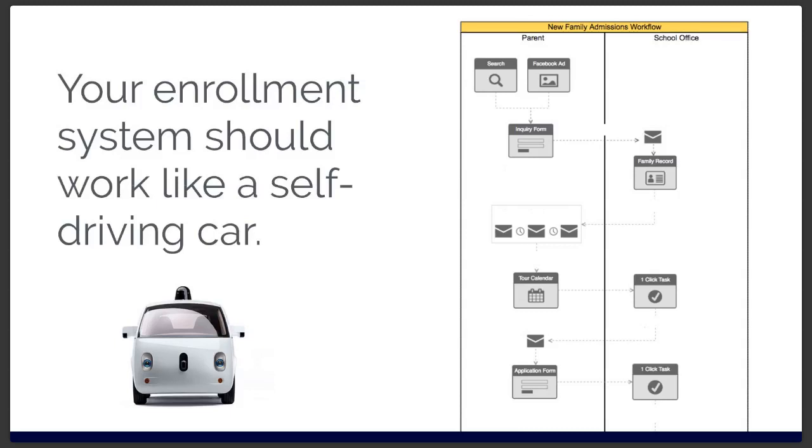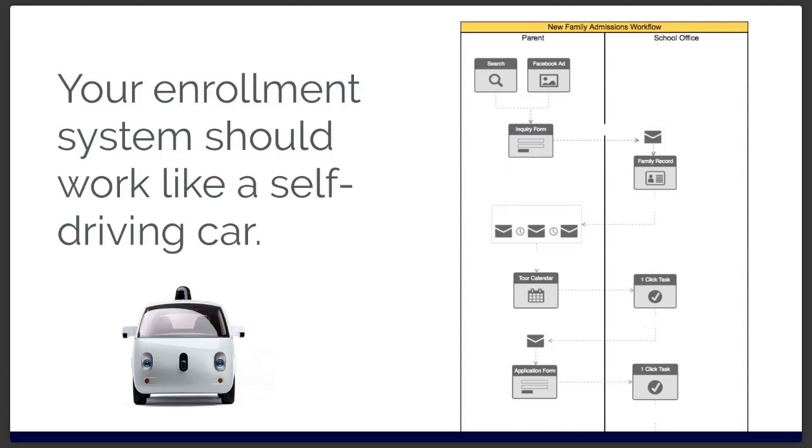So you can really rest assured that no one's going to fall through the cracks, no matter how busy you get, no matter how many teachers get sick and you're filling in the classroom, and there's 5 fires to put out, and you just can't get back to your inquiry list. The system's going to remind you of everyone that you need to follow up with. And that's the point of a good digital workflow automation system.